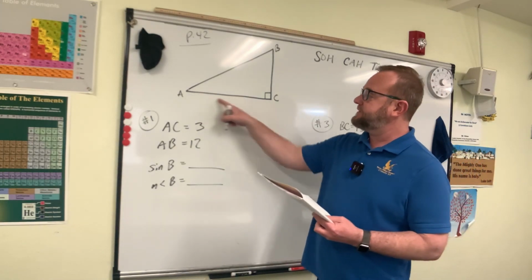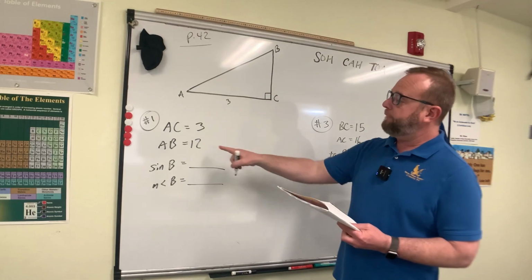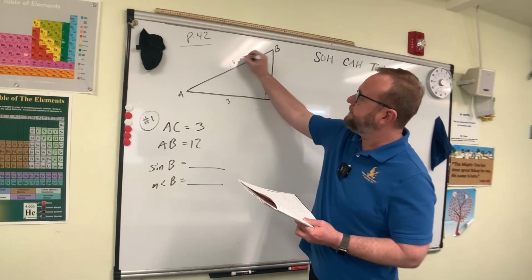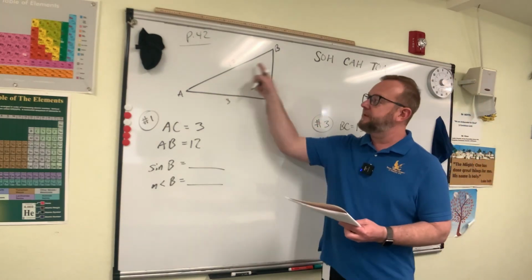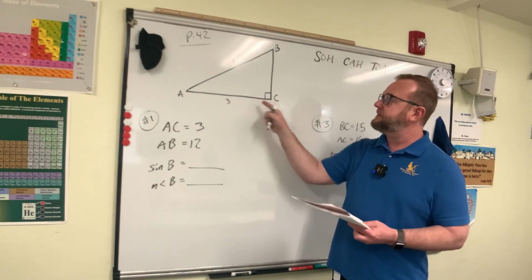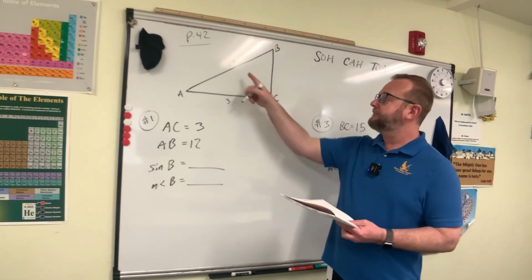AC is this here, so that's where the 3 goes. AB is 12. Now this is a right triangle, so which one of these is the hypotenuse? AC, BC, or AB? It's AB.